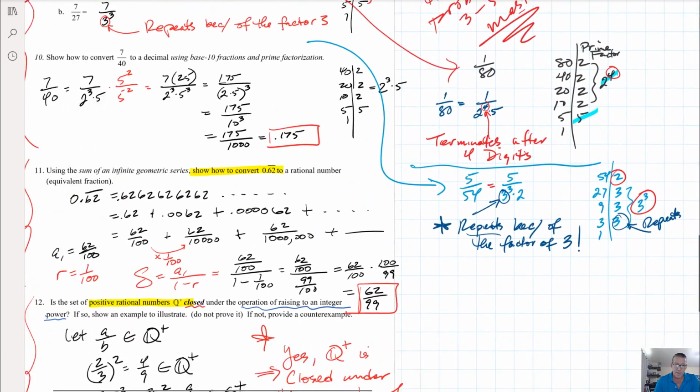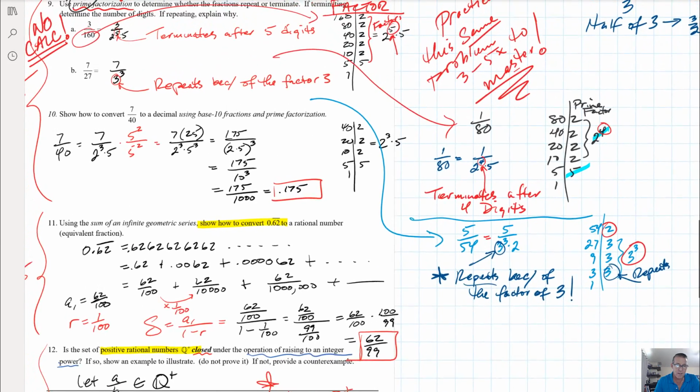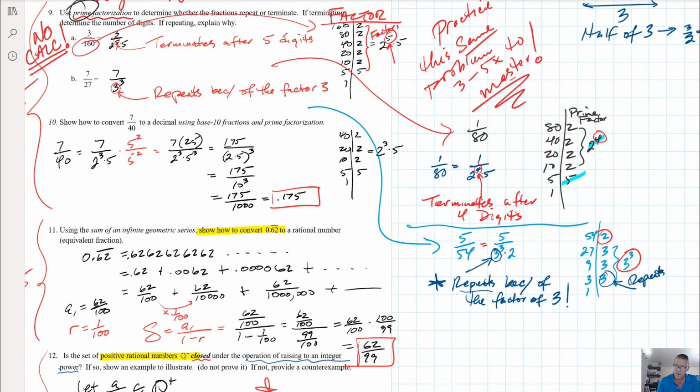Let's see, what other parts do we need to get to? So that's number 9. Okay. So this is all number 9. Again, all of this work right here that I'm talking about is all in your spiral. Okay. Now, number 10. So how do you show how to convert a fraction, a rational number, to a decimal? All right, using base 10 fractions. Okay, no calculator here. Some people use a calculator. You're not supposed to use one. I didn't need one. Okay, so let's go through this.